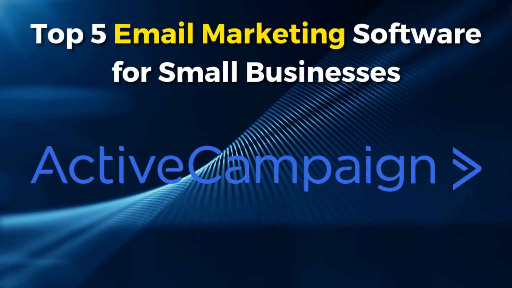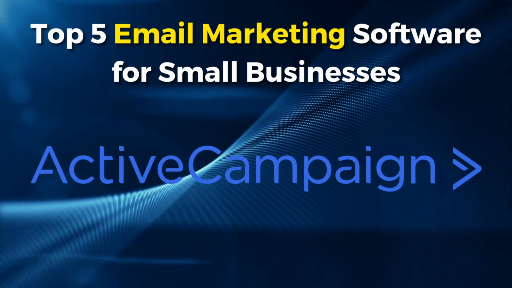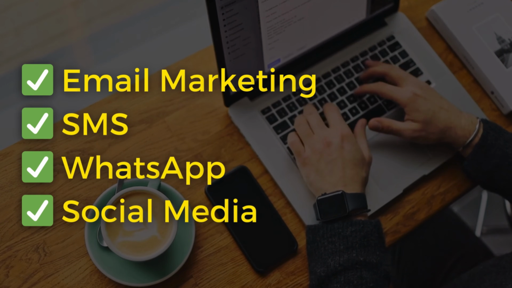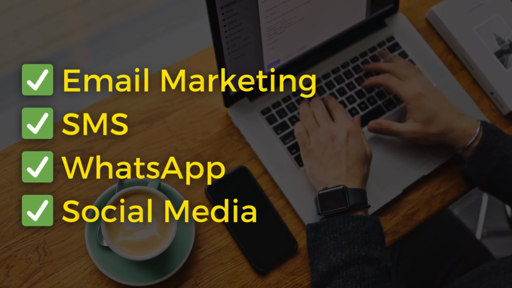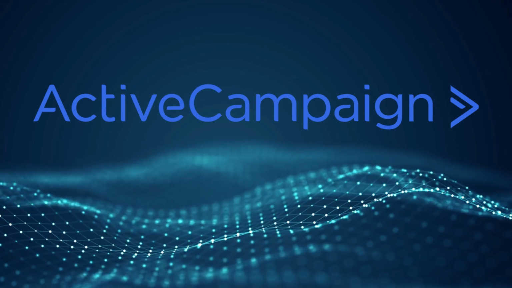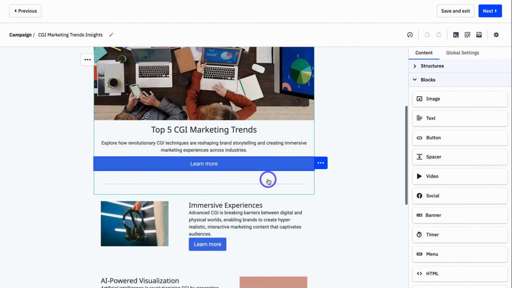Alright, last but not least on my list of top 5 email marketing software for small businesses is ActiveCampaign. Similar to Brevo, ActiveCampaign is not just an email marketing platform, but also a multi-channel and omni-marketing platform for small businesses. This is the most comprehensive platform we're going to cover today. Now, because this is such a full suite platform, it has a more complex learning curve compared to the other tools we have mentioned today.